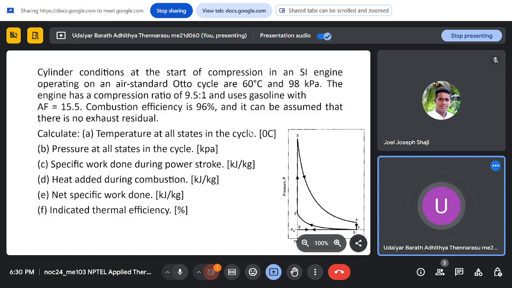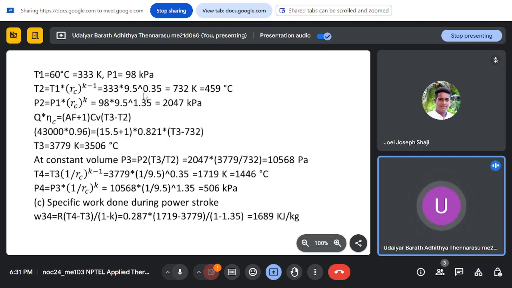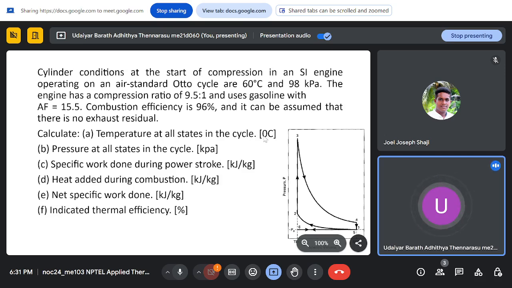The gamma value here, assuming gamma is 1.35. So substituting, you have T2 equals T1 into your compression ratio raised to power gamma minus 1. Temperature at state 1 is known, 333 Kelvin. So 333 into compression ratio 9.5 raised to power 0.35. This gives me temperature at state 2 as 732 Kelvin or 459 degrees Celsius. Here I am converting it to degrees Celsius because the question is asked in degrees Celsius.